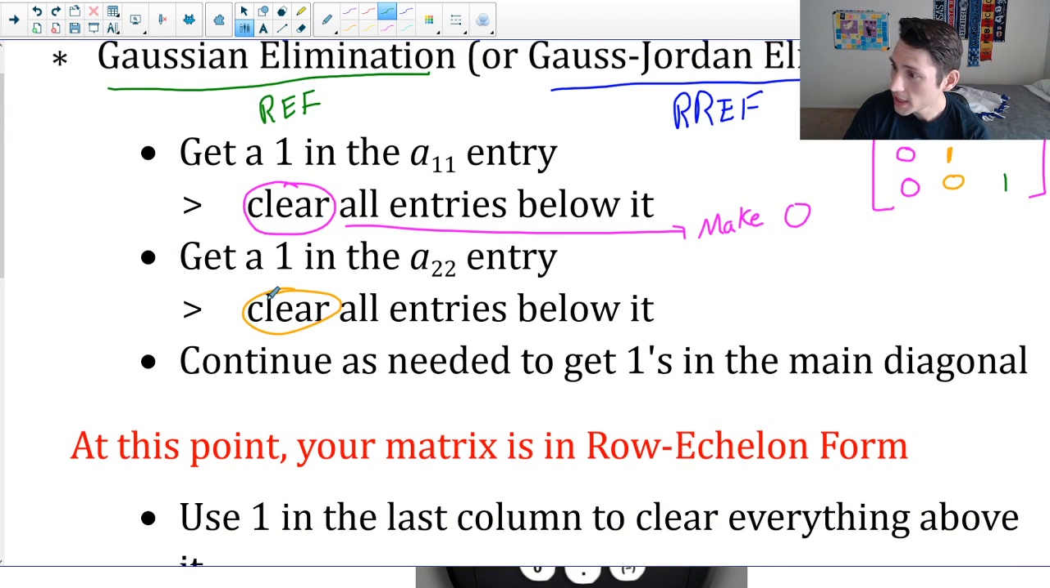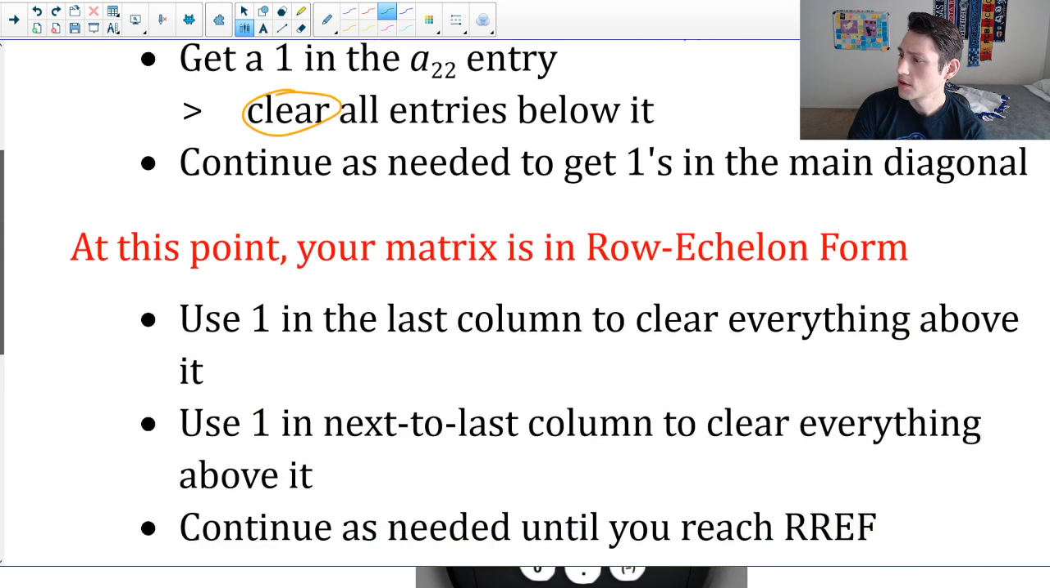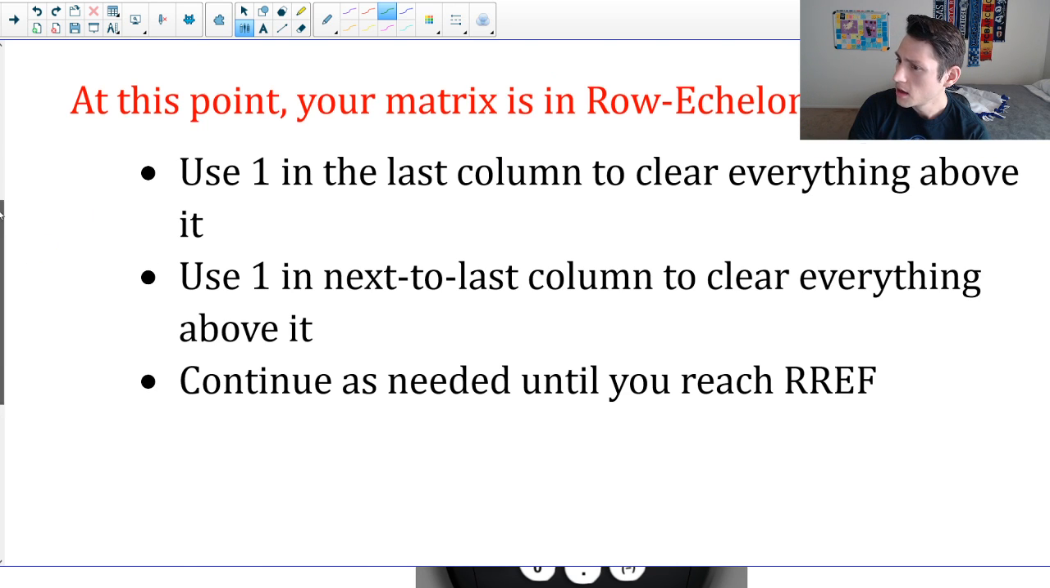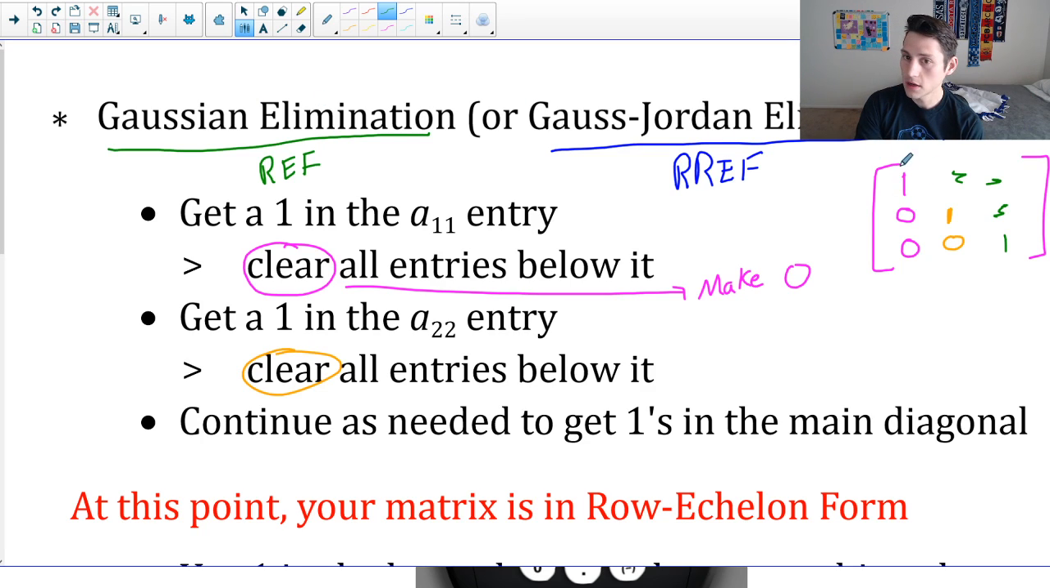All right, so at this point, after we do these 3 steps, our matrix is now in row echelon form. So we have the main diagonal, 0s below it. So that's row echelon. We'll still have numbers up here. Who knows what they are? Okay, so now we have row echelon form. So now we're going to use that 1 in the last column to clear everything above it. Our first steps were sort of moving left to right, where we get a 1 here on the far left, and then we move over to the right one, we get a 1 here, and then clear, and then we move over to the right one, we get a 1 here.